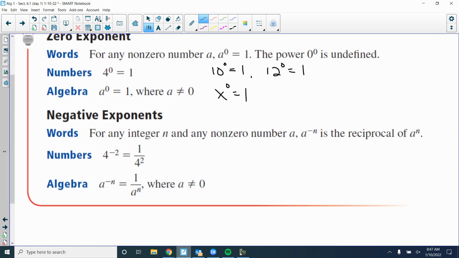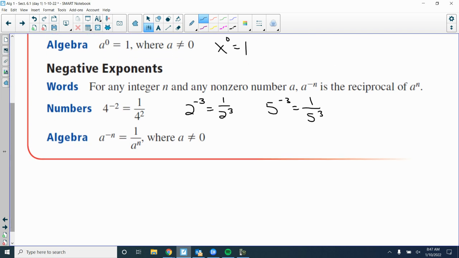Negative exponents. What you do is you got 4 to the negative second, you make it 1 over 4 squared. If I got 2 to the negative third power, I make it 1 over 2 cubed. If I got 5 to the negative third power, I make it 1 over 5 cubed. And if, instead of a number, I have a variable, I just make it 1 over that power. So what that means is x to the negative second is 1 over x squared. Y to the negative third is 1 over y cubed.